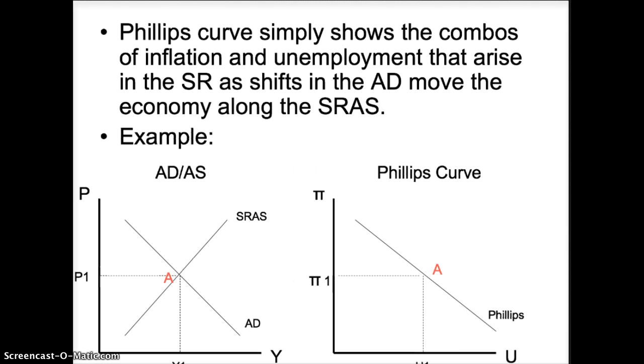If policymakers increase aggregate demand, the AD curve shifts right. The new equilibrium price level is higher and the quantity of output is greater. Since prices have increased, inflation has increased. If the quantity of output is increasing, then firms need workers to produce that output, so unemployment falls. We've now moved to point B on both diagrams.